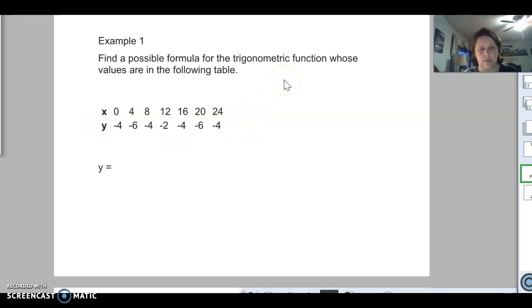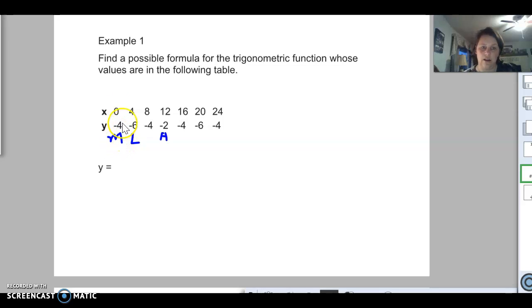So the first thing that I'm going to do when I'm looking at this is first identify our high and our low. So the highest this graph is going to get is -2. So let's just mark that as our high. The lowest it gets is at -6. And then -4 is our midline.